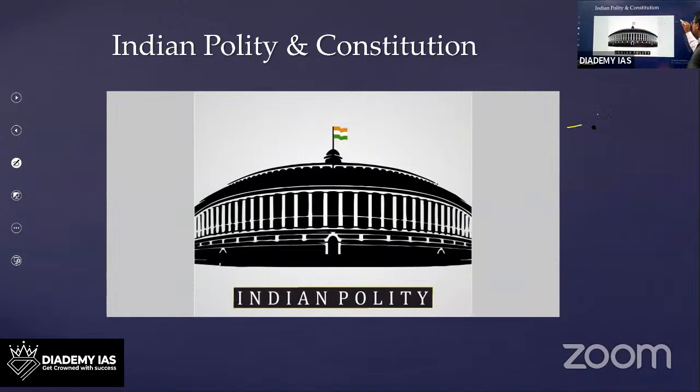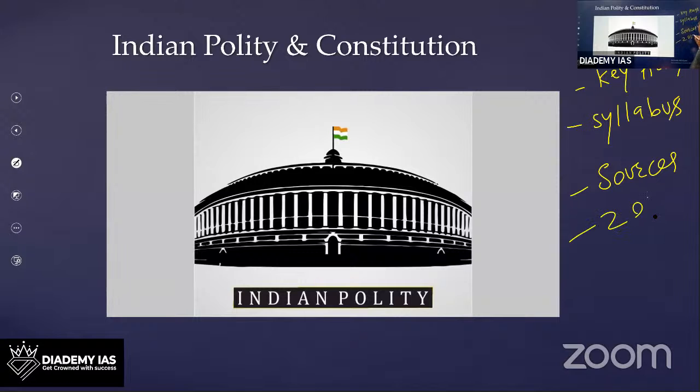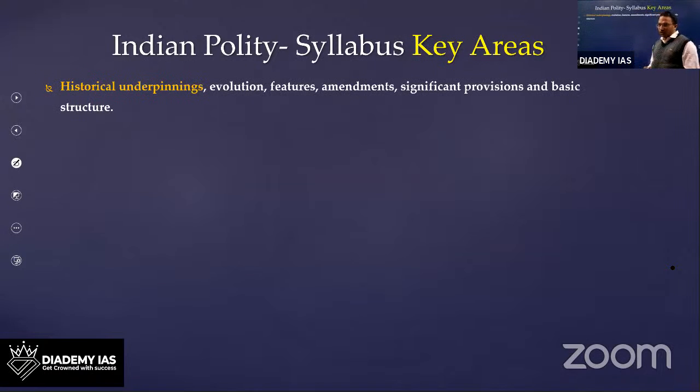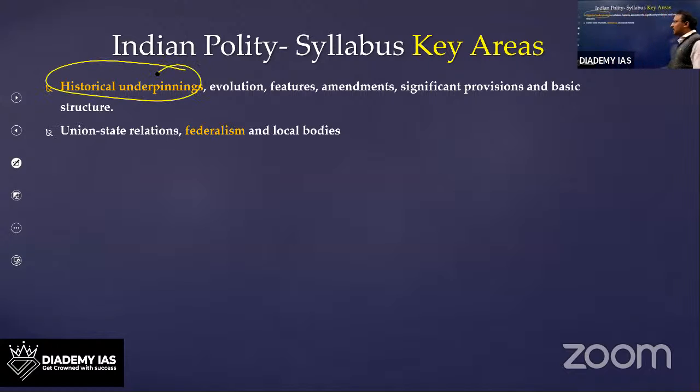Now coming to the first area, that is the Indian Polity and Constitution. So we will see the syllabus. We will see the key areas. We will see the sources, 2019 pattern, and how to write the answers for the GS paper 2, especially the Indian Polity and the Constitution. So what are the key areas in the Indian Polity and Constitution? First is historical underpinning, which you normally cover in the prelims part also.